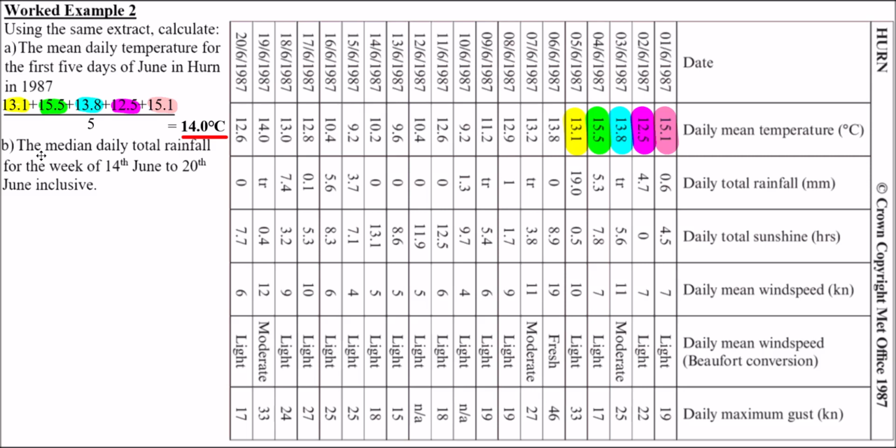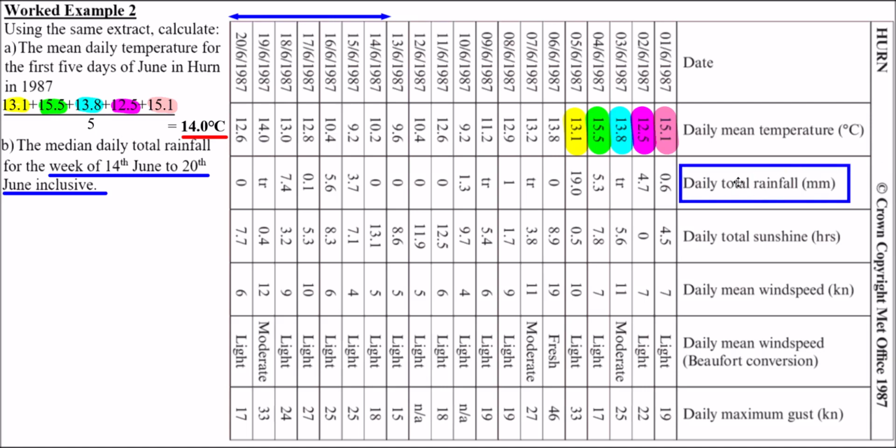Part B, it says the median daily total rainfall for the week of 14th of June to the 20th of June inclusive. So that's the next thing we need to find. So from the 14th of June to the 20th of June are these last 7 days. So we're looking from the 14th to the 20th. We want the daily total rainfall, so we're looking at this row here. So therefore we're looking at these values.